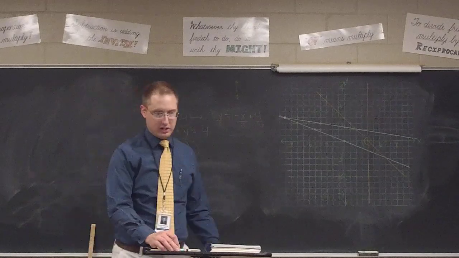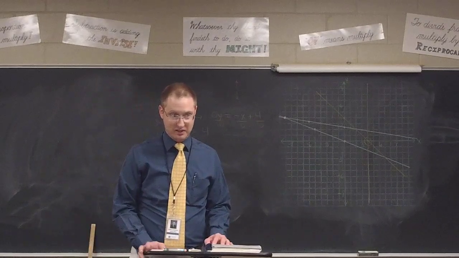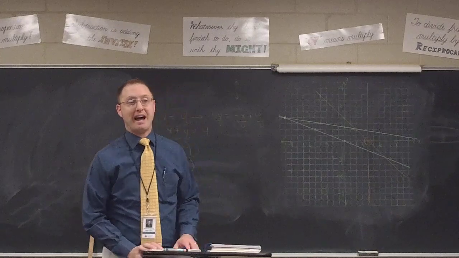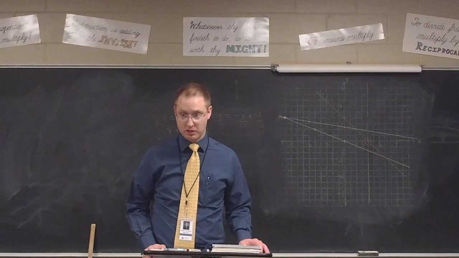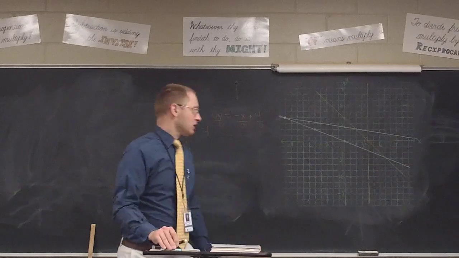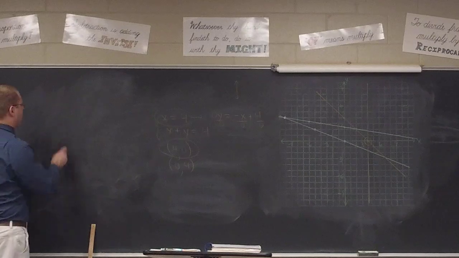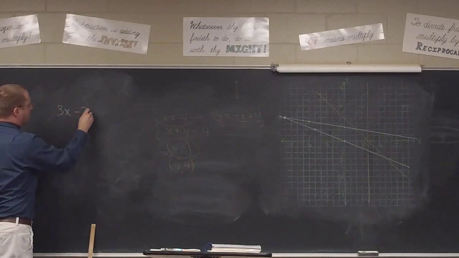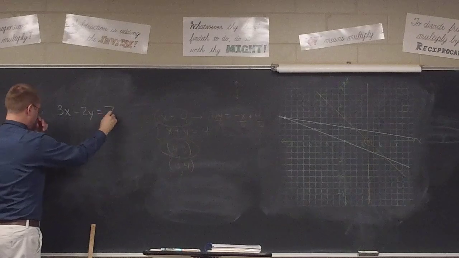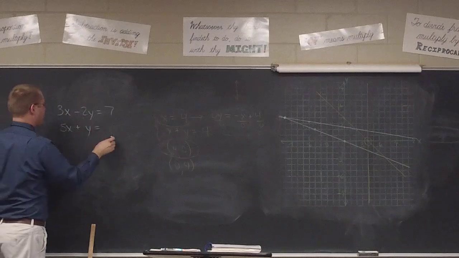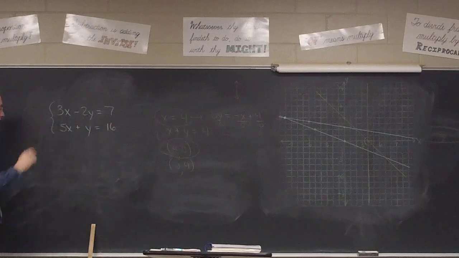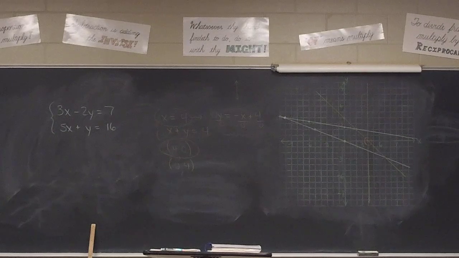Questions on this? Any questions on the graphing method of systems? Any questions there? Let's do one more here. So set up a new graph grid. Let's do 3x minus 2y equals 7, and 5x plus y is equal to 16.